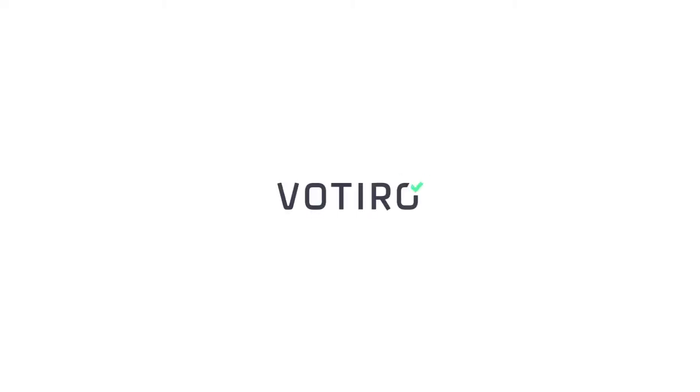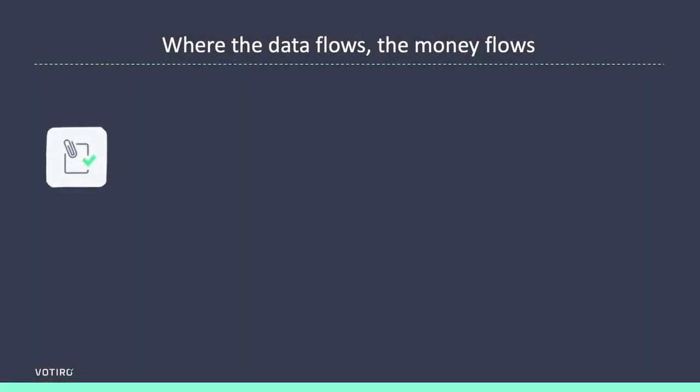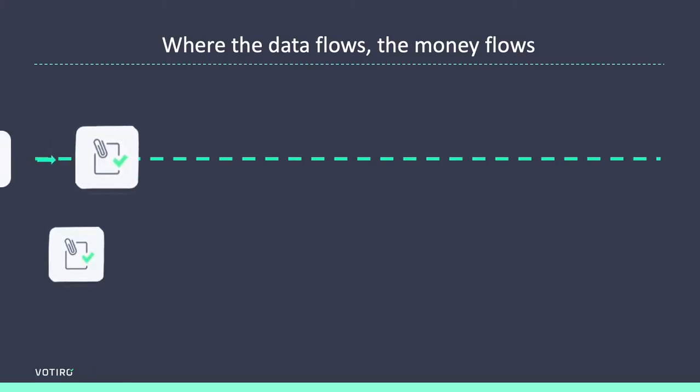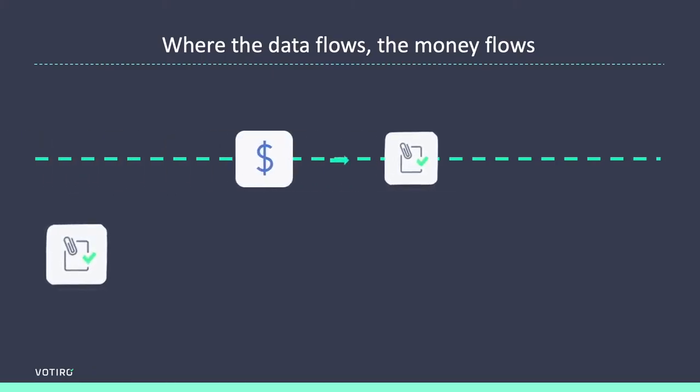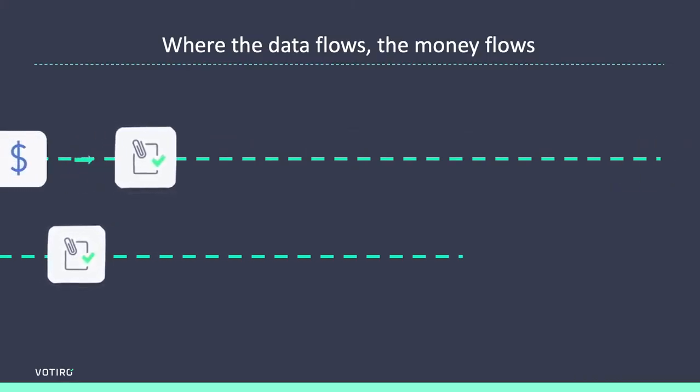Imagine this. You're on the security team at an investment firm. Every day, you receive hundreds, even thousands, of requests from your users to unblock files or take them out of quarantine. Users need these files, often macro enabled or password protected, in order to do their jobs. Files, content, and data are the lifeblood of organizations. Where the data flows, the money flows.